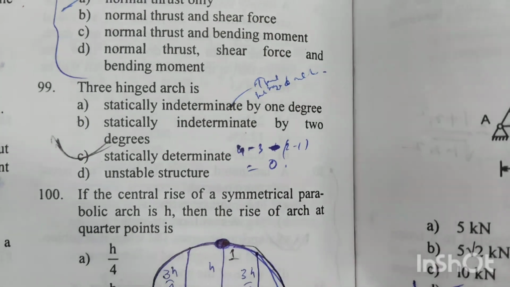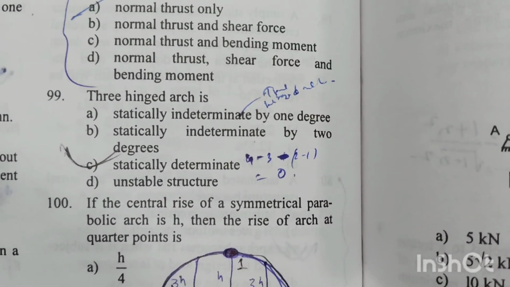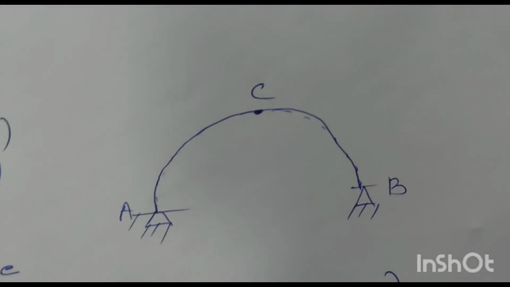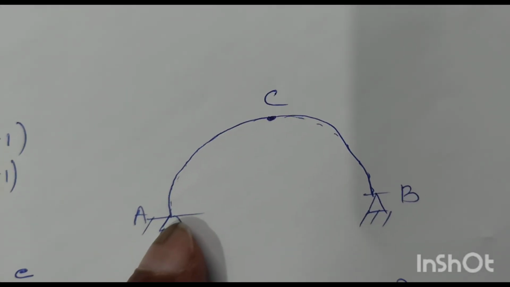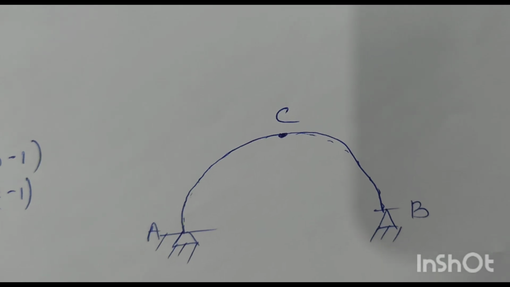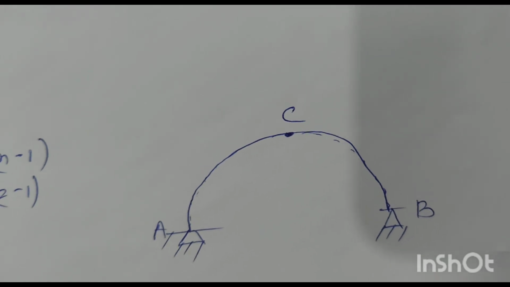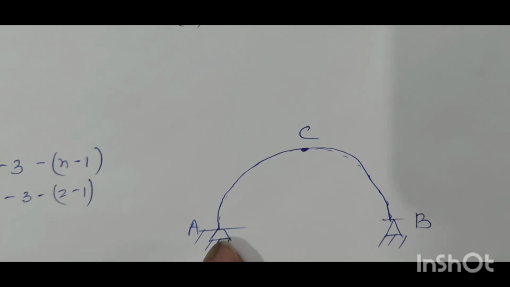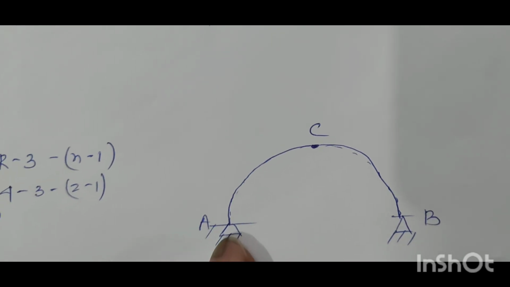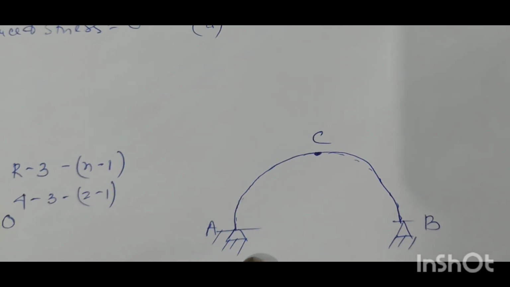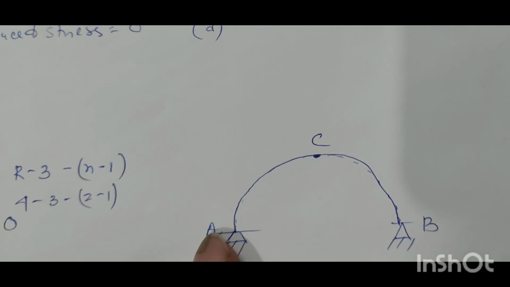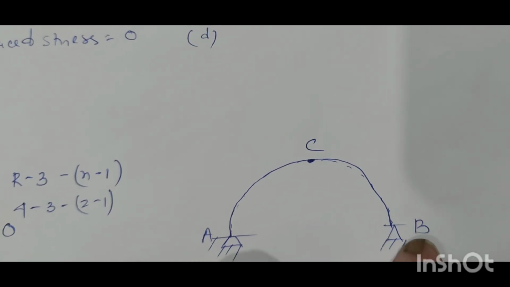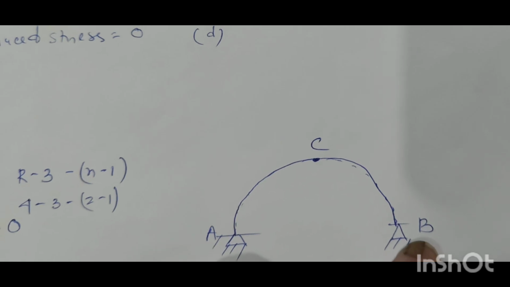Number 99. Three-hinged arch is statically determinate. Option C is right answer. Three-hinged arch A, B, C. Hinge at A, hinge at B, and hinge at the crown of the arch at C. Now we will get two reactions from the hinged end at A: one is horizontal reaction and another is vertical reaction, and two reaction components from the end B. So 2 plus 2 equal to 4.